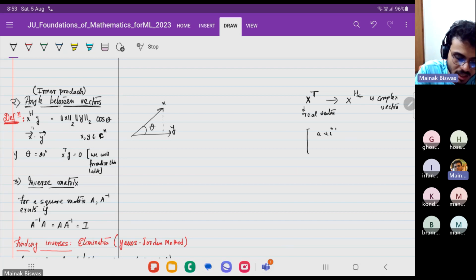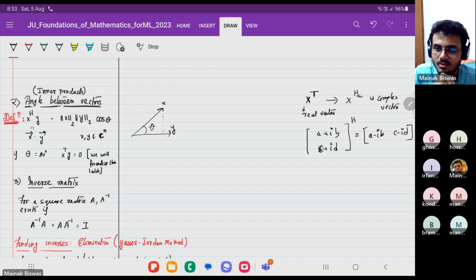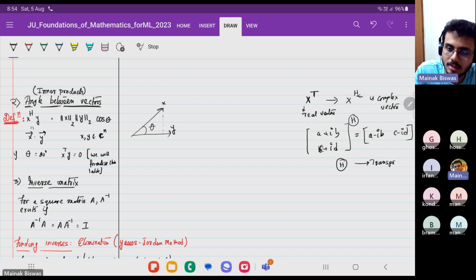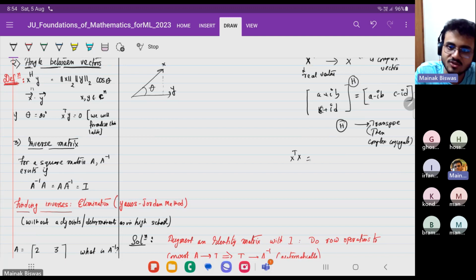So if you have a plus ib and c plus id, what will be the Hermitian of this? Can you tell me? Recall your class 11 and 12: Hermitian means transpose conjugate, right? So the conjugate will be a minus ib and c minus id. Why am I taking minus? What happens in Hermitian is first you transpose, and then take the complex conjugate, right? So why am I writing this? Because can you tell me what X transpose X is for a real vector?